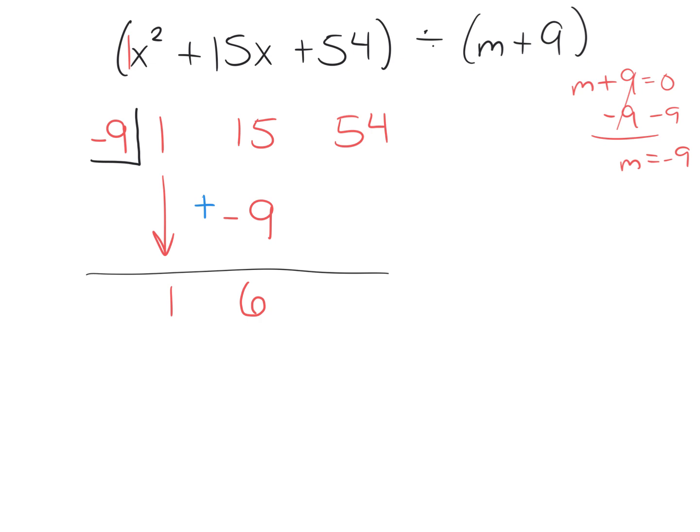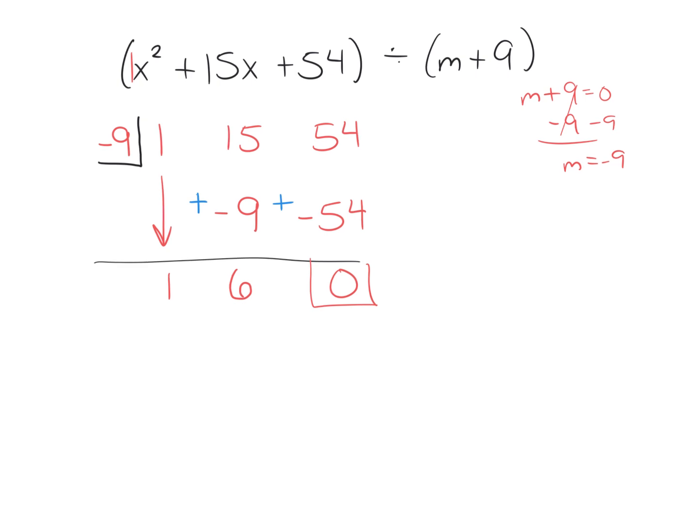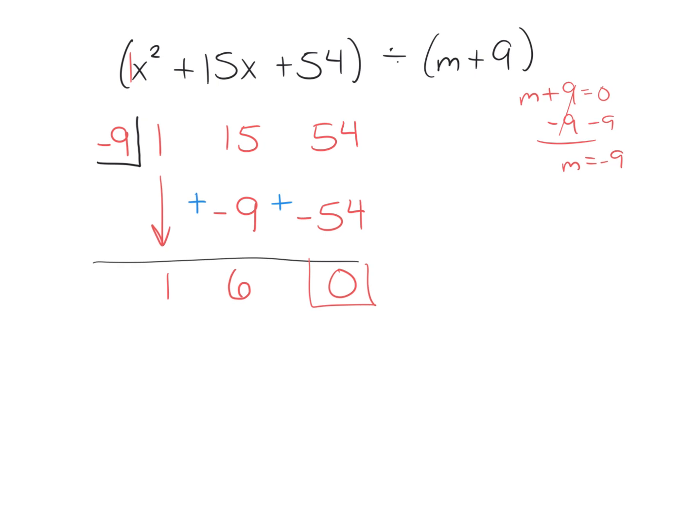What am I doing in the middle? Subtracting. I'm really adding. Okay, but this one turns into subtraction because of that negative number. So I do 15 plus a negative 9 is 6. So now start over. Take negative 9 times 6, negative 54. Add in the middle. What's 54 plus a negative 54? 0. What is that number right there? That's the remainder, okay?